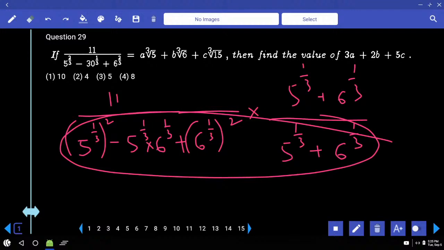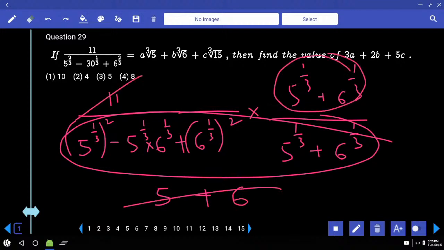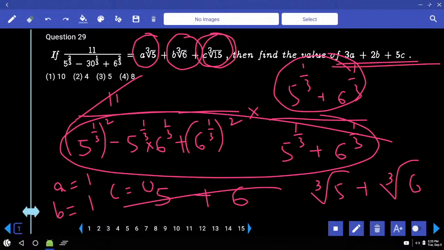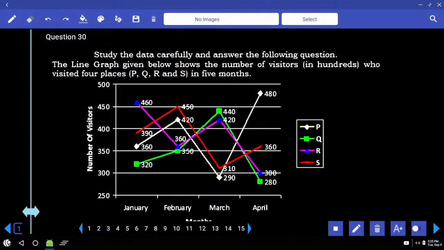This will give a cube plus b cube. That is a cube is 5, b cube is 6. This will be cancelled with 11. Final answer is cube root of 5 plus cube root of 6. When it is compared with this, a will be 1, b will be 1, c will be 0. That's it. There is no chance of root 15 at all. C will be 0. The answer will be 5. Option 3. Okay? Tell me this.